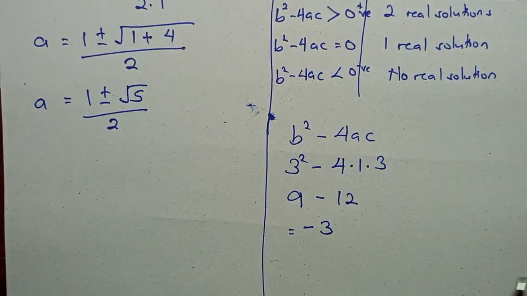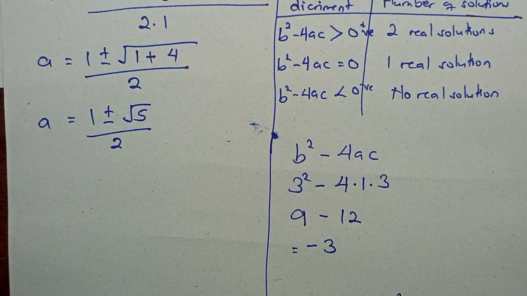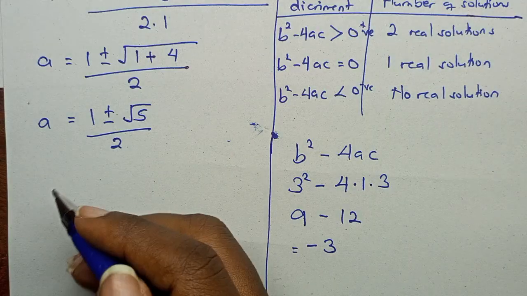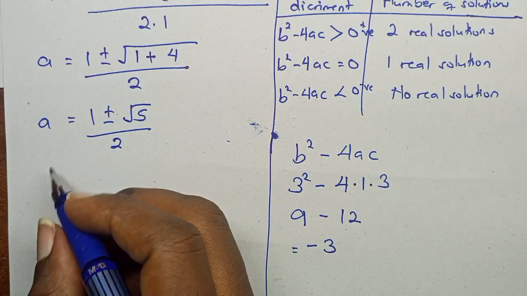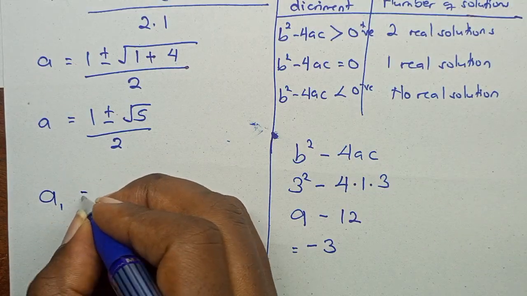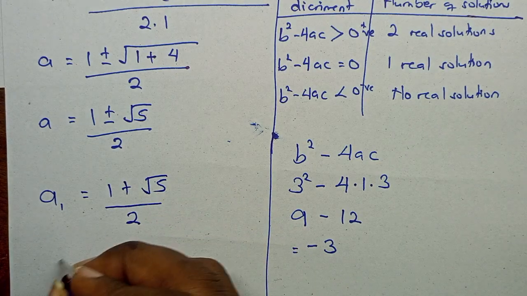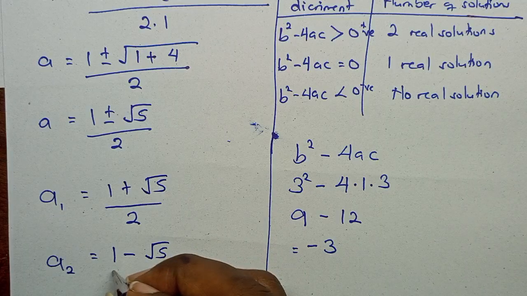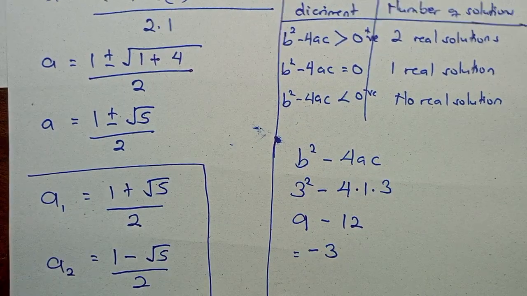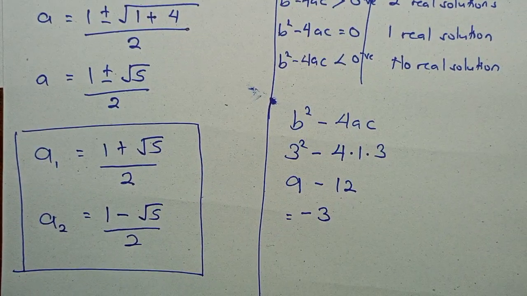So our accepted solutions are these ones here. Remember, they say that a is a real number or a real solution. Therefore, our a1 is 1 plus root 5 over 2, and our value of a2 is 1 minus root 5 over 2. So these are the accepted values of a.